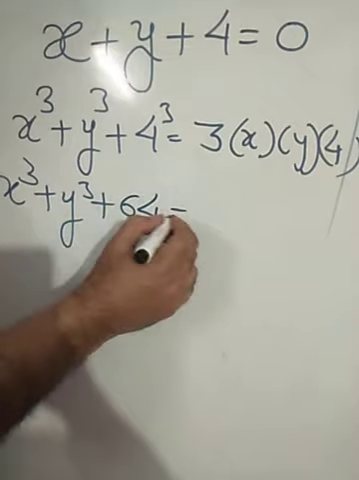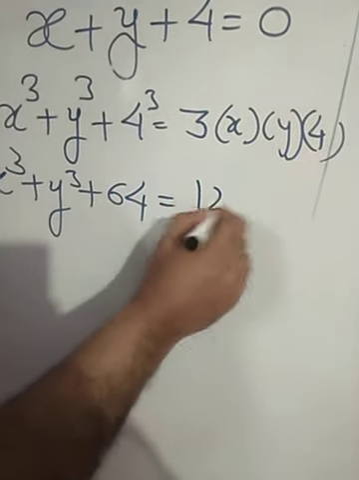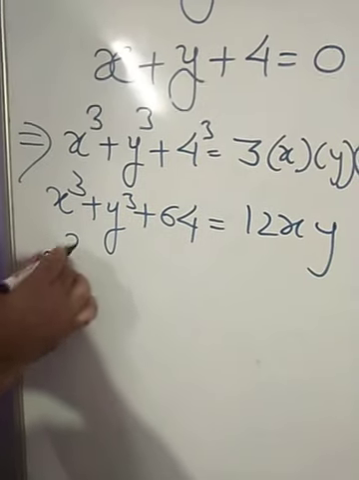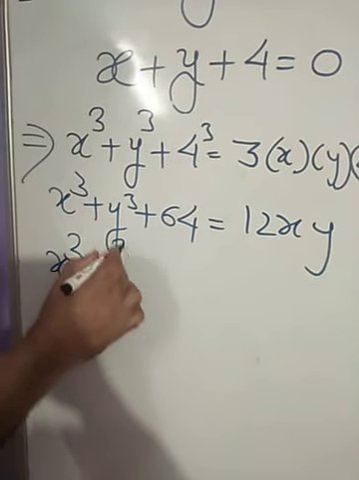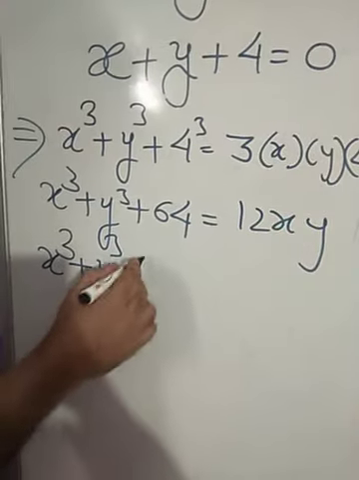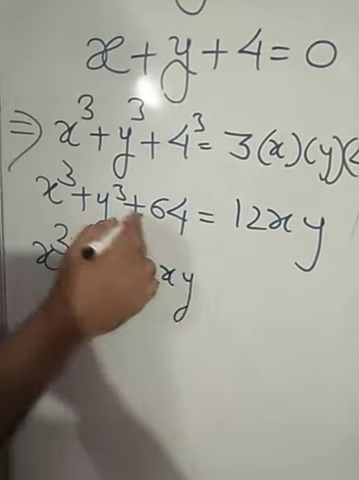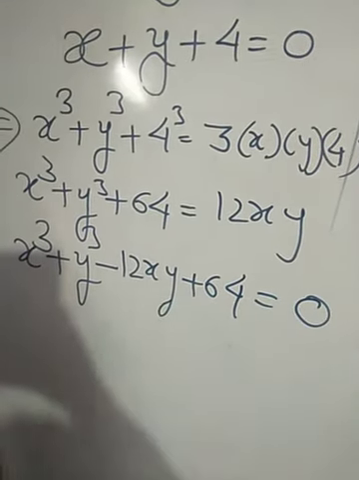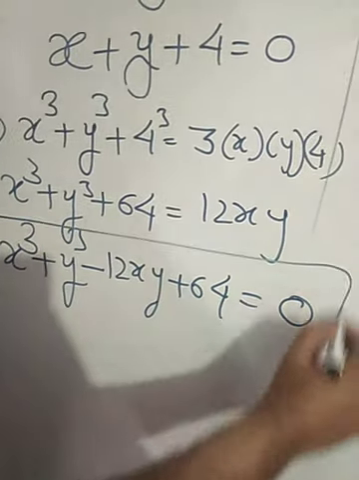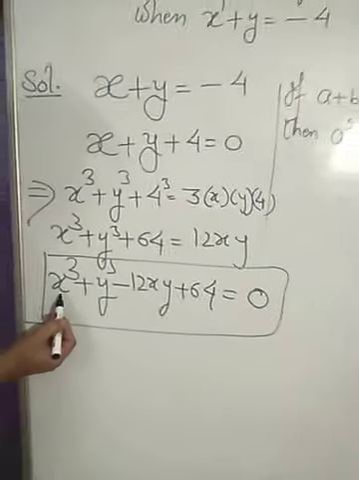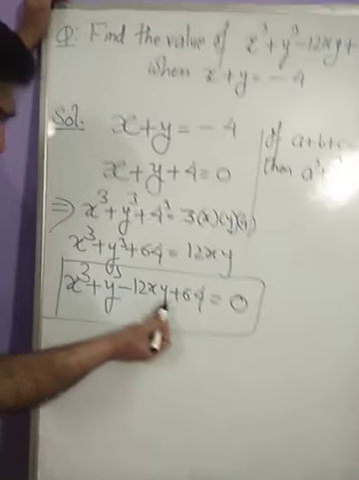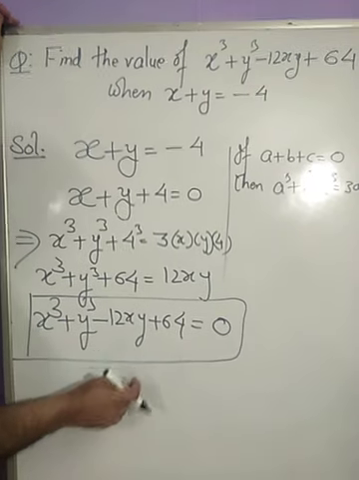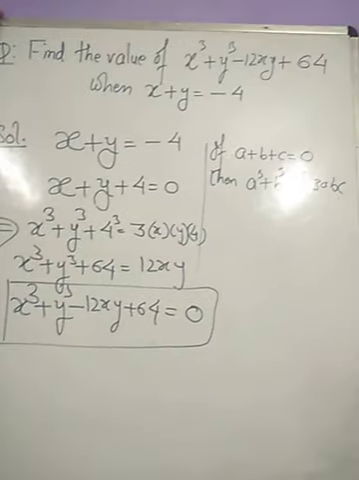4 cube is 64. 4 threes are 12, so 12xy. Take this 12xy to the left hand side. x cube plus y cube minus 12xy plus 64, what is that equal to? 0. So this is our answer. We were asked to find the value of this expression, and it came out equal to 0. This is the solution of this question.